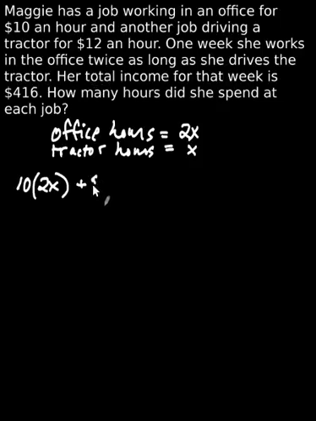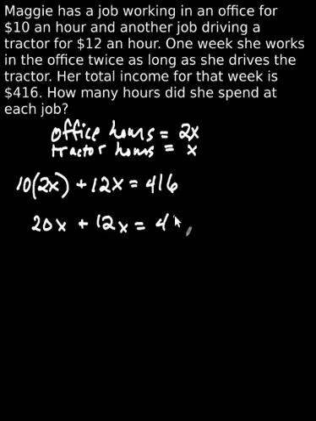So her hourly rate on the tractor is 12. And how many hours does she work? x hours driving the tractor. And if you add those two amounts together, how much she earns in the office plus how much she earns driving the tractor, she makes for that week a total of $416. Okay? Let's solve this equation. So we have 20x plus 12x is equal to 416. So we're looking at 32x is equal to 416.